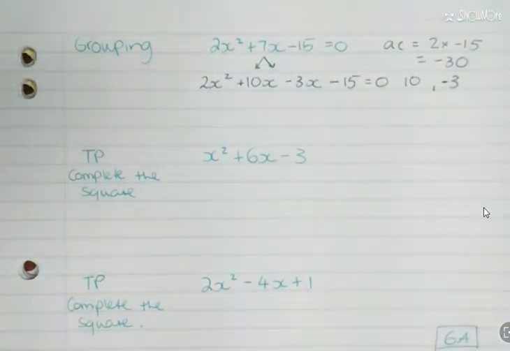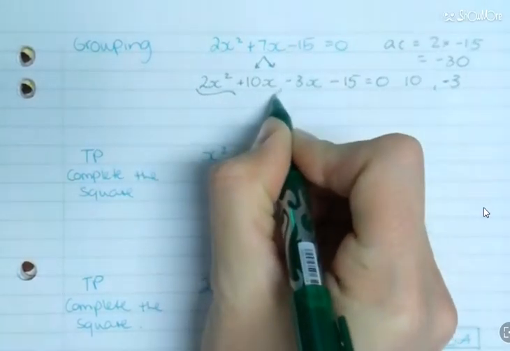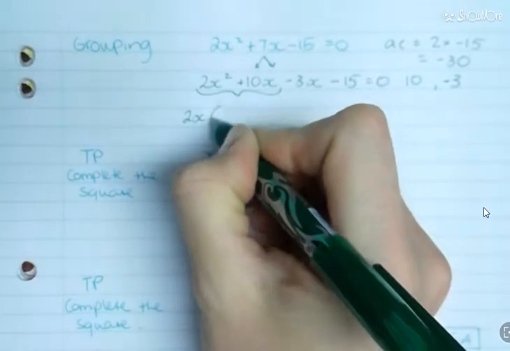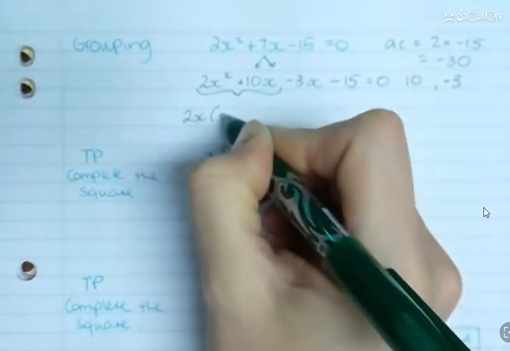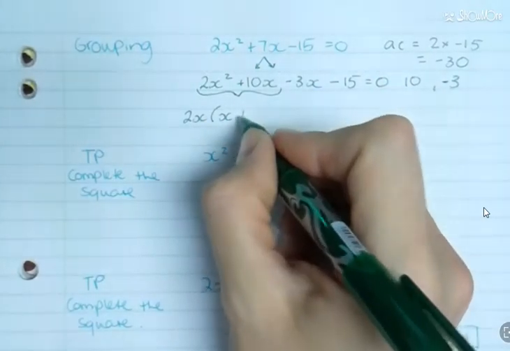Okay, once I've done that step, then I can factorise each group. So the first group, my highest common factor is 2x. So 2x squared divided by 2x leaves me with x. 10x divided by 2x leaves me with 5.